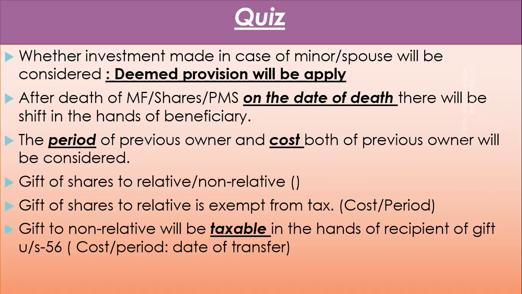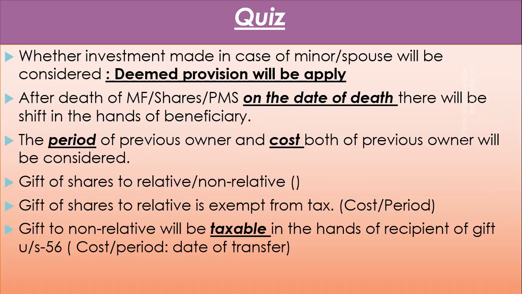If I have a PMS, whatever gain I have made, the cost would be bifurcated on the core period. Suppose 1/1/2020, so 9 months before, 3 months after. In the case of a death, the proportionate would be made between the person who died and the beneficiary, and the valuation would be considered on that basis. The period of the previous owner and the cost of the previous owner, both will be considered. In case of gift, irrevocable trust, or will, the period and cost of the previous owner will be considered for the purpose.